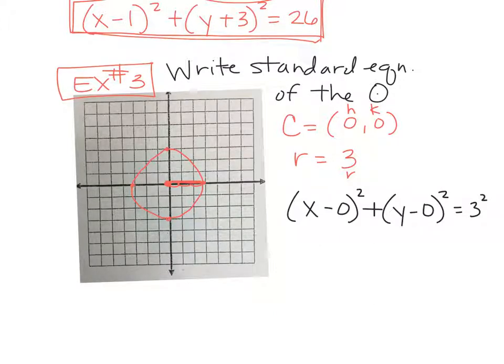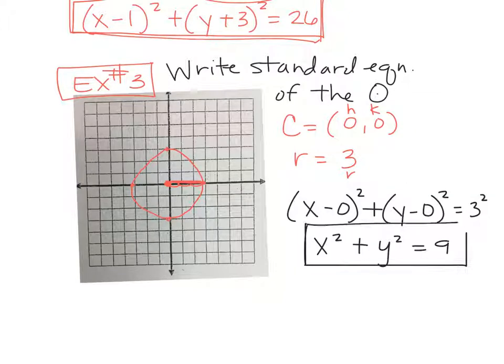This needs to be simplified. So x minus 0 is x, right? y minus 0 is y. So this is your standard form. Notice if your center is 0, 0, all the parentheses go away. It's just x squared plus y squared.